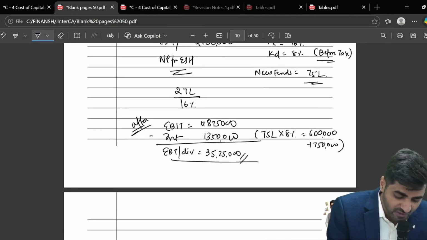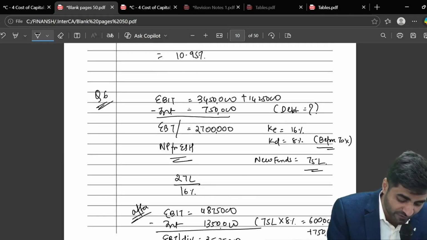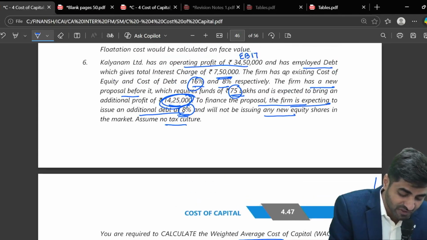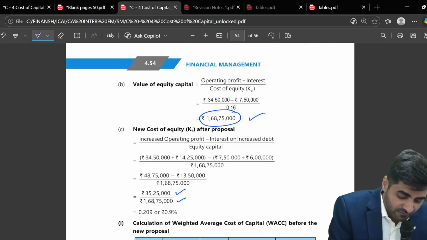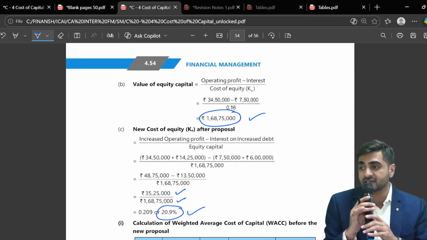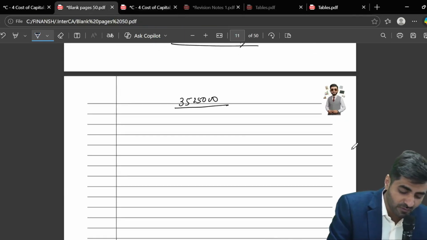Because there is no further equity to be raised, I divide 35,25,000 by my value of equity. Your value of equity is nothing but how much? We have already calculated this above. You only did it for me, which is 1,68,75,000. So will I get the new KE? Yes or no? Yes, sir.